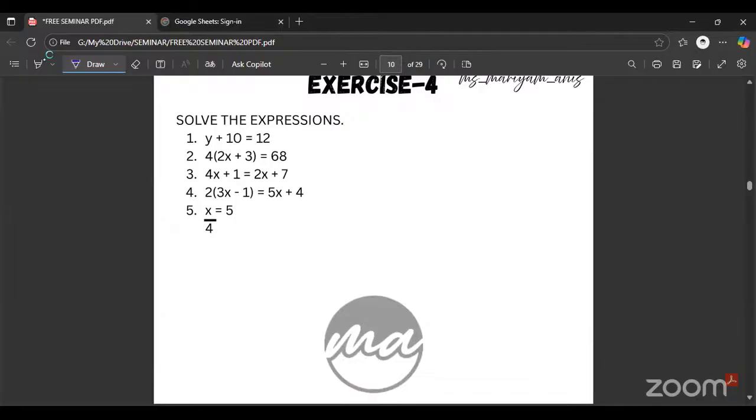We have few questions here. Now, in this question, I'll be doing all the 5 questions with you because all the 5 questions are different types of questions. Okay? So look at the first question. It says y plus 10 is equals to 12. You bring your 10 this side, so it becomes a minus 10. Therefore, your answer will be equals to 2. Understood? Yes, teacher.